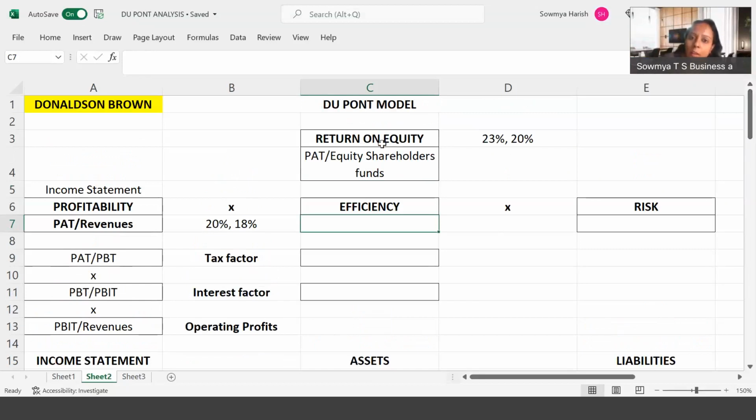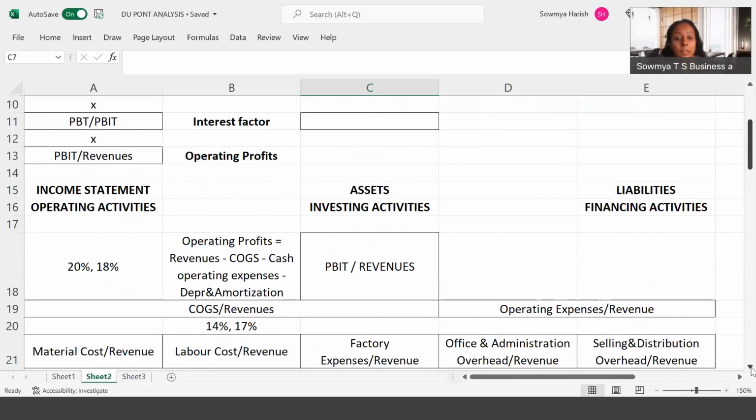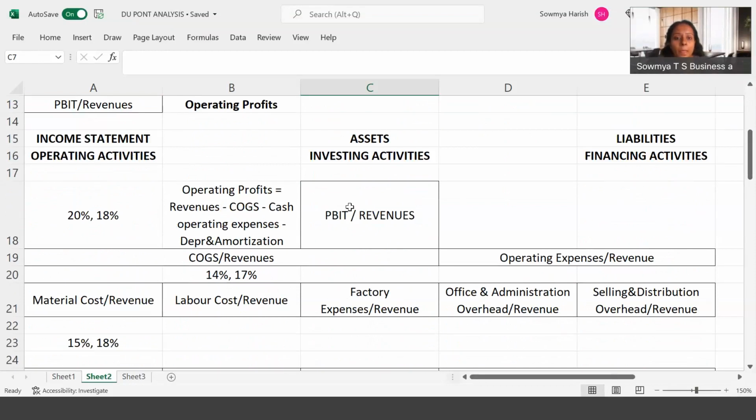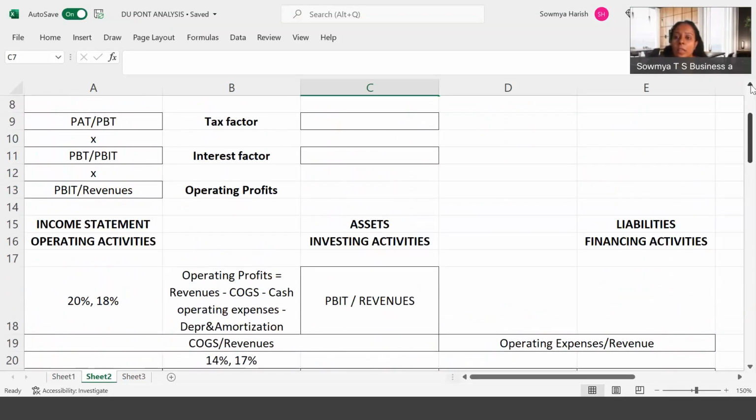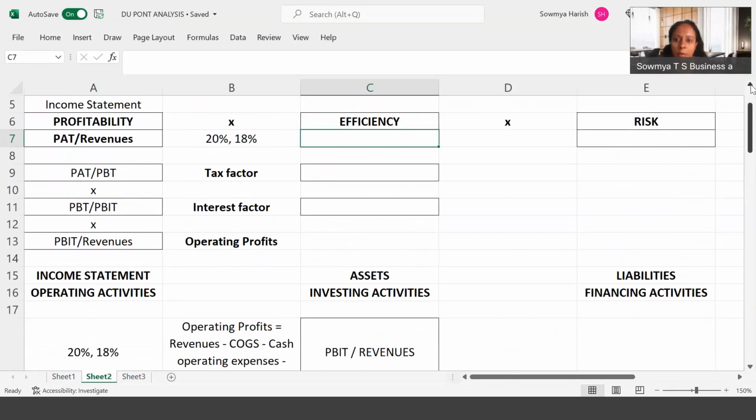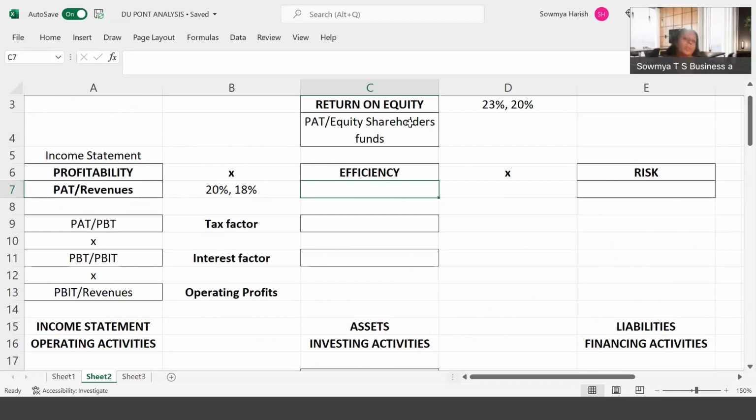And for that, we know that we decompose the return on equity as profitability, efficiency, and risk. And profitability is further decomposed into tax factor, interest factor, and operating profits. And operating profits is further decomposed into cost of goods sold against revenues and operating expenses against revenue, to know the exact reason why there was an increase in cost, which has contributed to the decrease in the profits and the profitability and the return on equity. So we know that the factors that contribute to the return on equity are the profitability, efficiency, and risk. We know how to decompose the profitability.